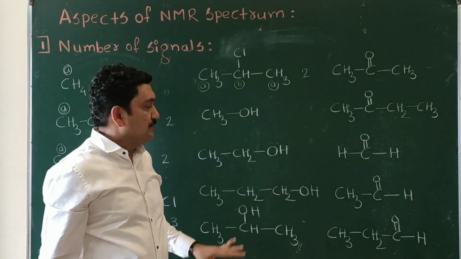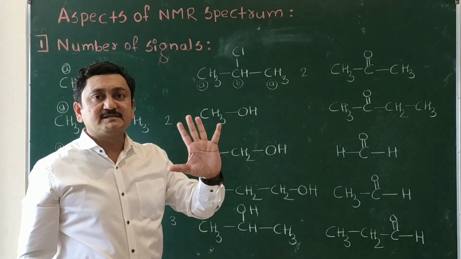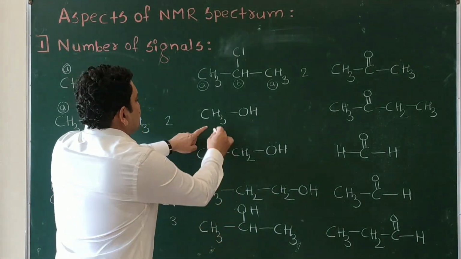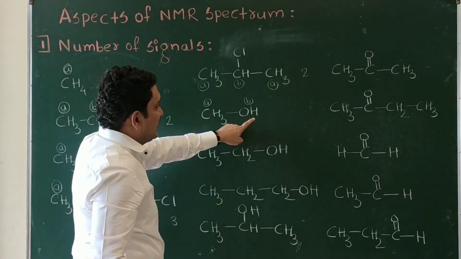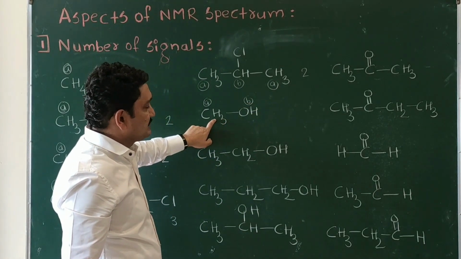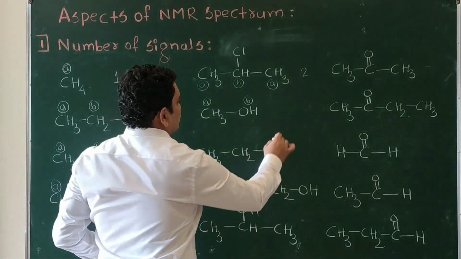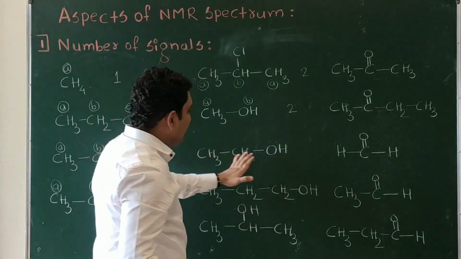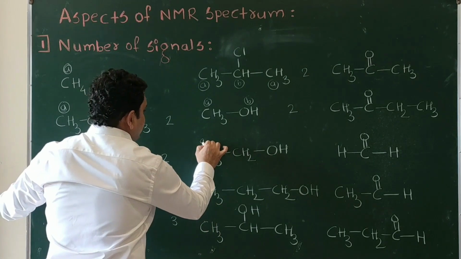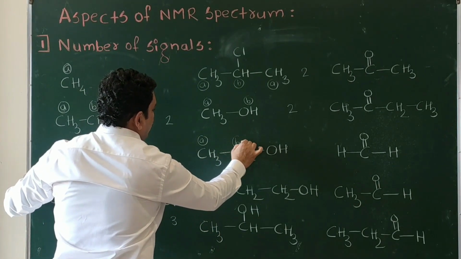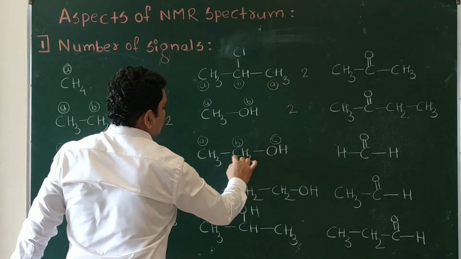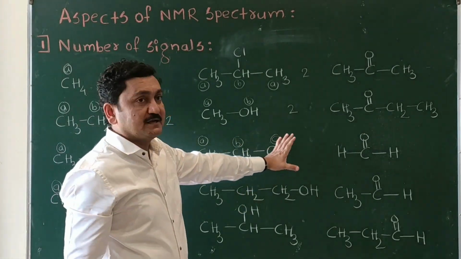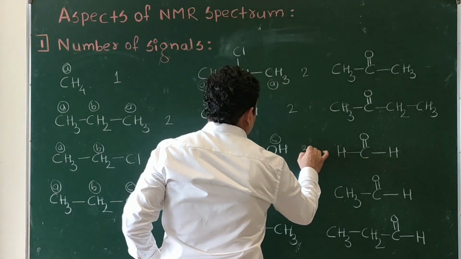Now alcohols. Methyl alcohol: we will get signals for hydrogen. CH3 will give one signal and OH will give another signal. H for this one and hydrogen for this one. We are getting two signals for methanol. Now ethyl alcohol: CH3 and CH2 always give different signals, right? A, B, and OH is different from these. So the number of signals is 3: A, B, C. We are getting 3 signals.